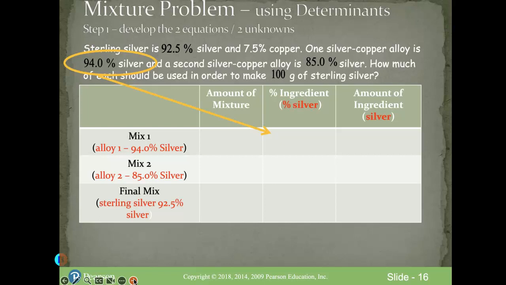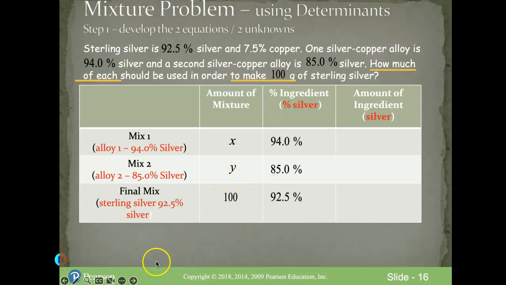So mix 1 or alloy 1 had 94% silver. Mix 2 had 85% silver. And the final mix for sterling silver should be 92.5%. Next, we're asked how much of each should be used. So we can safely assume here these may be different amounts. Let's label them x and y. These are our unknowns. We want that to make altogether 100 grams of sterling silver to be exact. So that final mix needs to be 100 grams.